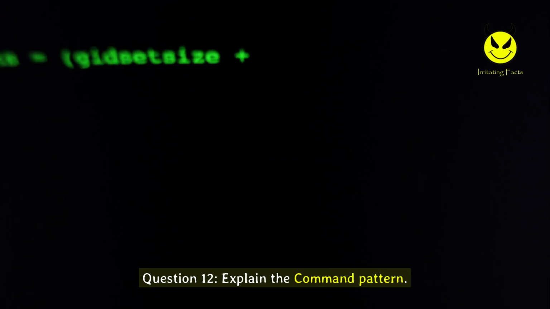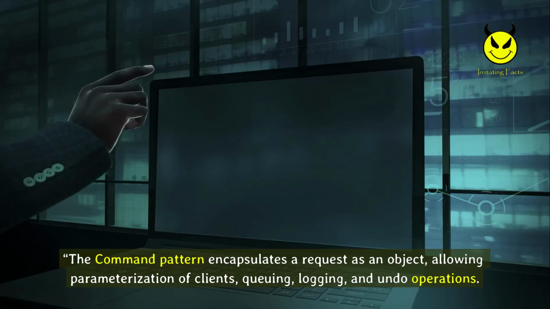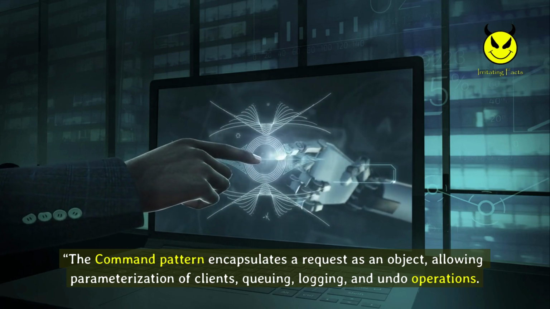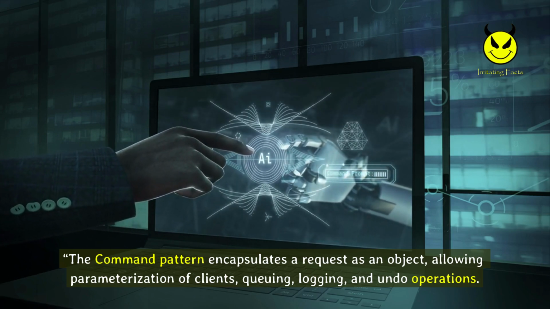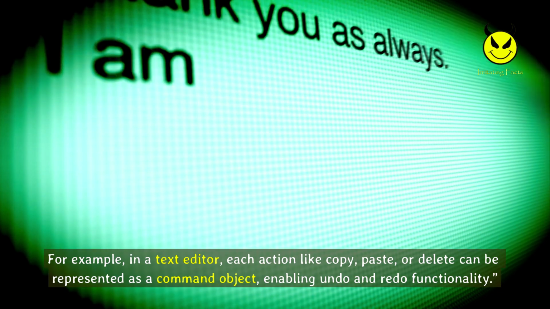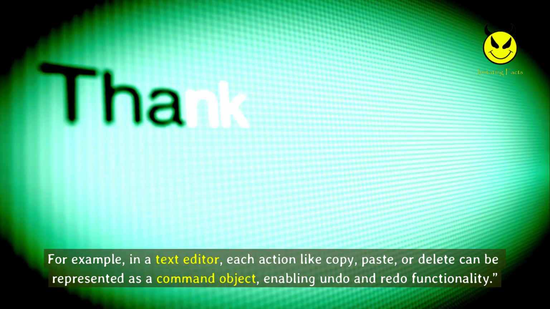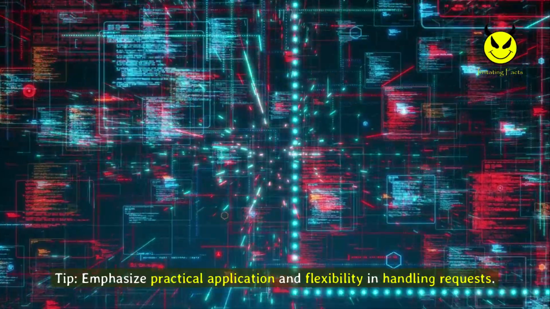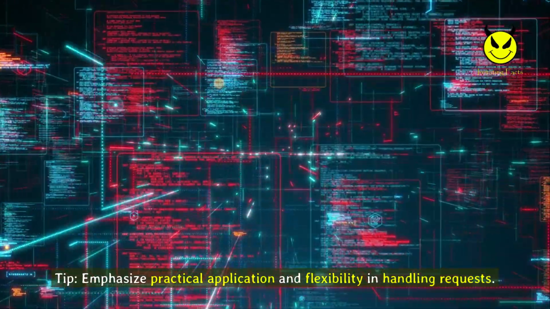Question 12. Explain the command pattern. Answer begins here. The command pattern encapsulates a request as an object, allowing parameterization of clients, queuing, logging, and undo operations. For example, in a text editor, each action like copy, paste, or delete can be represented as a command object, enabling undo and redo functionality. Tip: emphasize practical application and flexibility in handling requests.